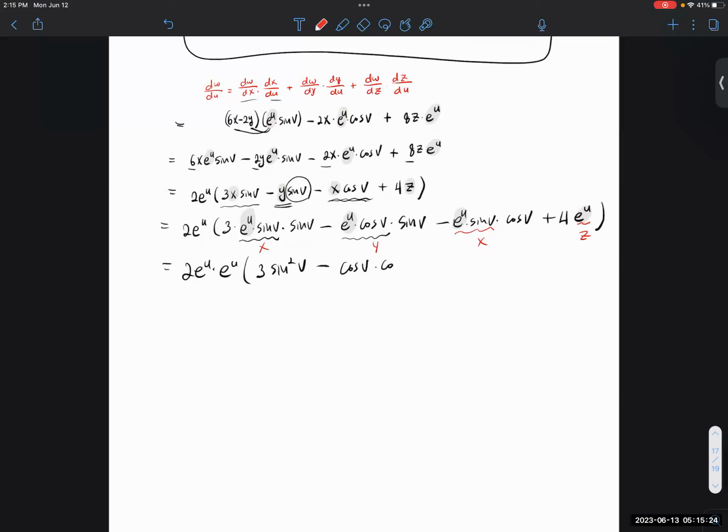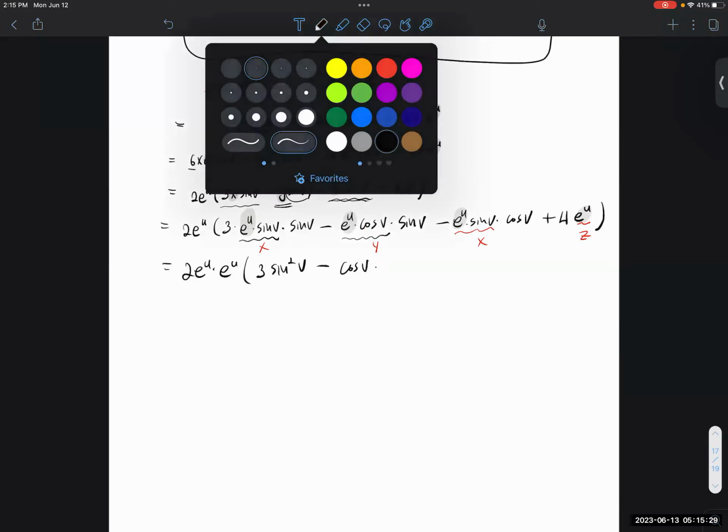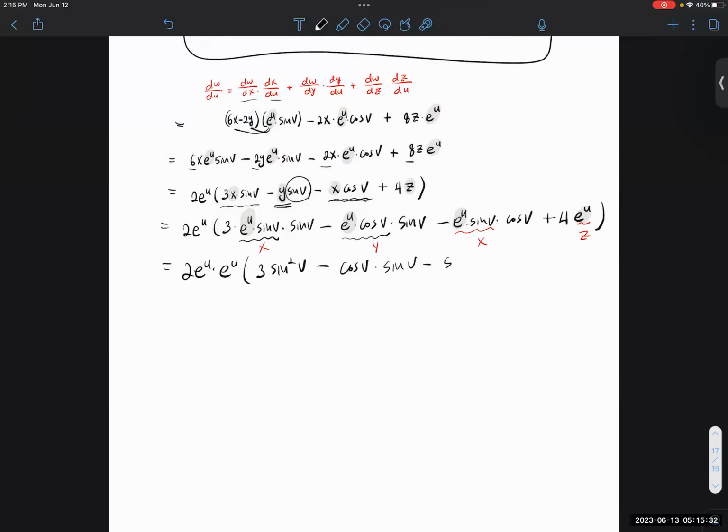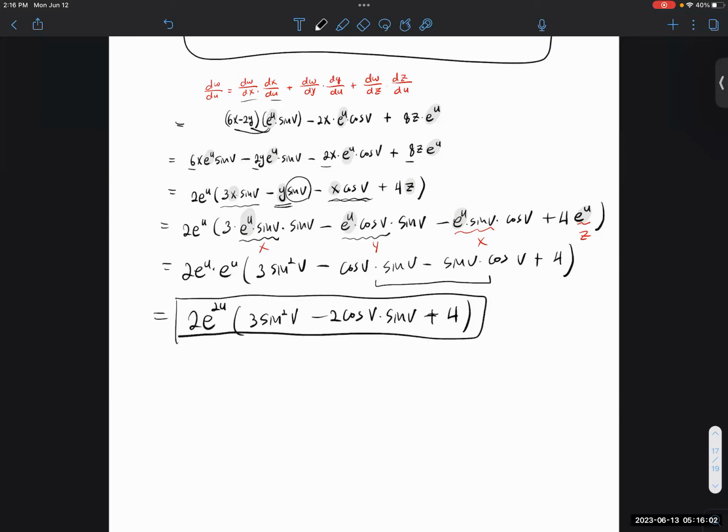So now it is going to be cosine v, sine v, and then sine v cosine v 4, because I took out e to the u. So finally 2 e to the 2u, correct? And what happened? They're going to be the same thing. 3 sine second v, right? Minus 2 cosine v sine v, actually plus 4. This is the one answer, which is this one.